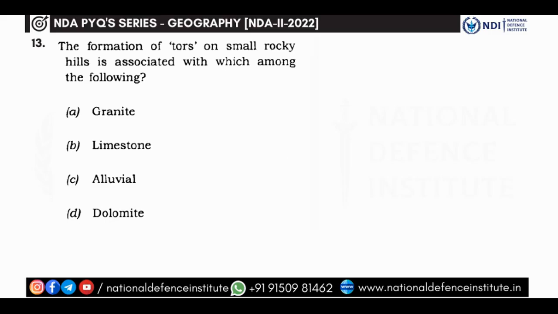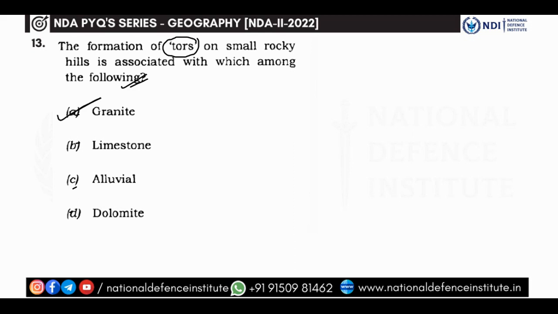The formation of tors on small rocky hills is associated with which among the following? So this is a simple question, but you have to know about the things. Where exactly do you have these tors on small rocky hills? The options are granite, limestone, alluvial and dolomite. Of course they are on the granite.